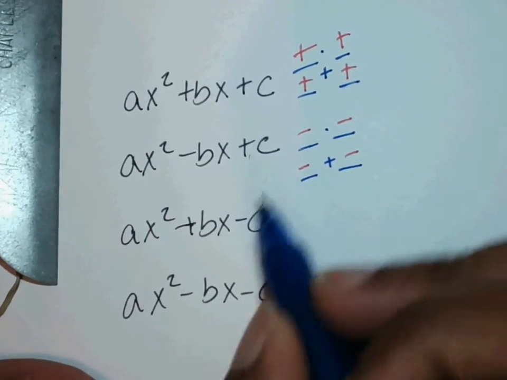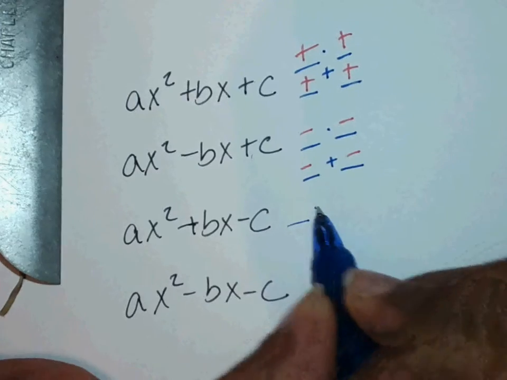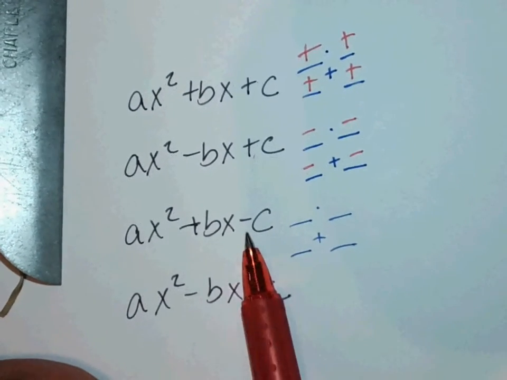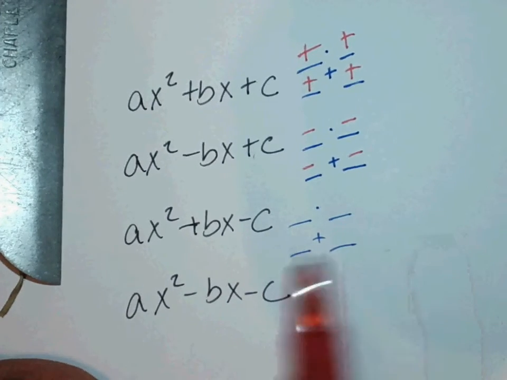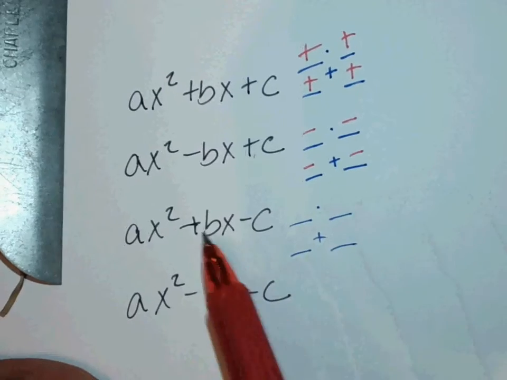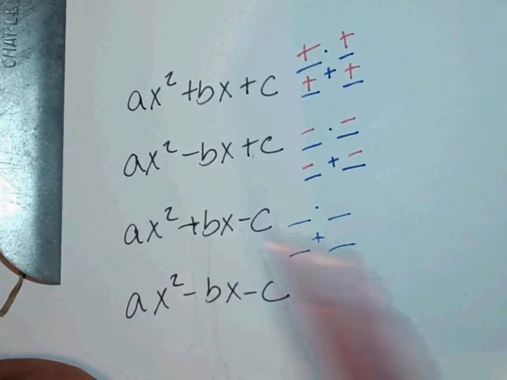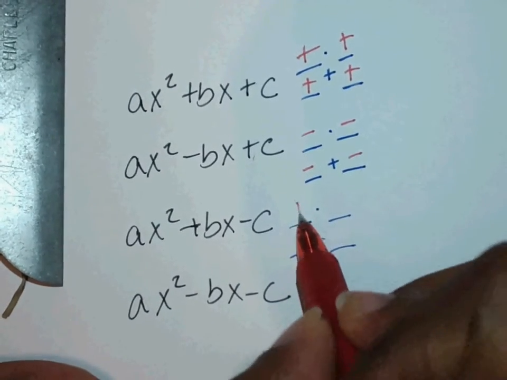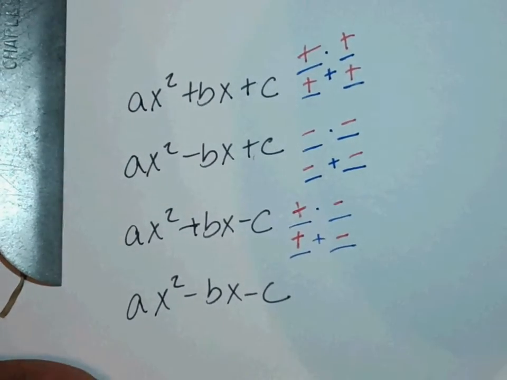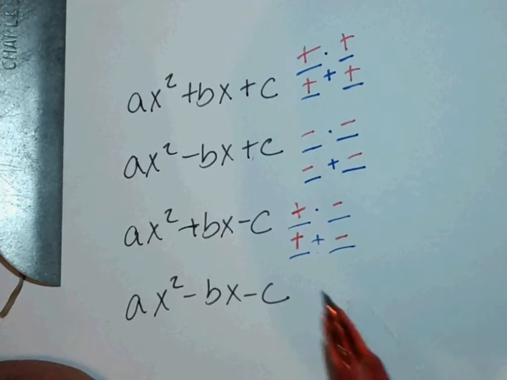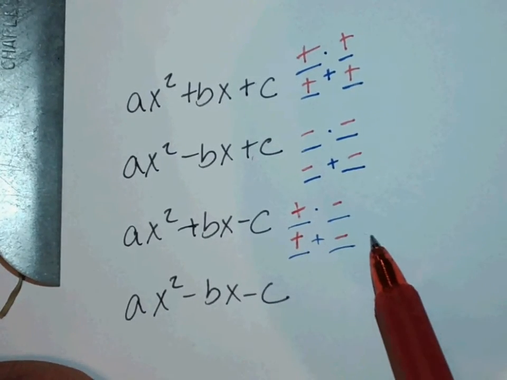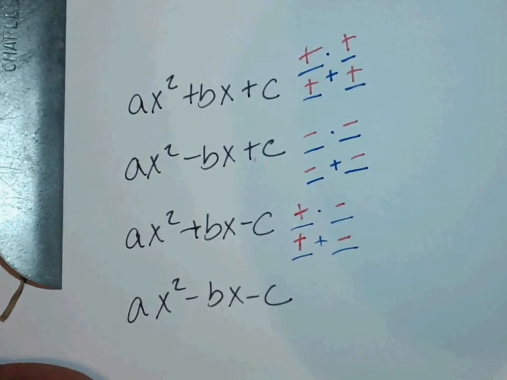So when I'm looking down here, since I have a negative C term, my signs are going to be opposite. One's going to be positive, one's going to be negative. My biggest number, my largest number will be positive. And my smaller number will be negative. So technically, I'm going to be subtracting the numbers to get my B term. And you'll see what I mean in my second example.